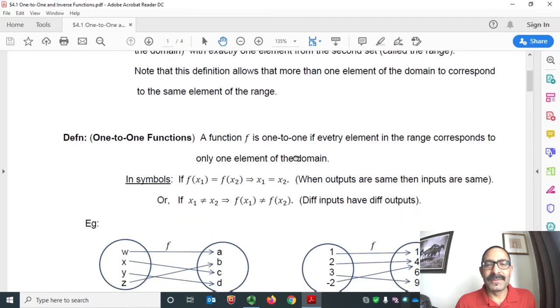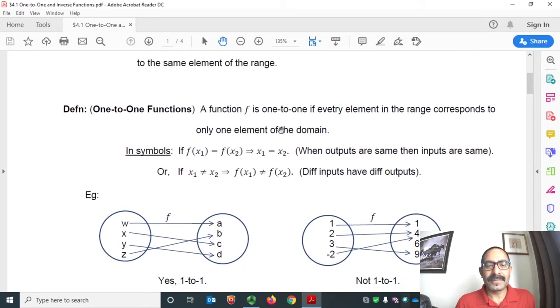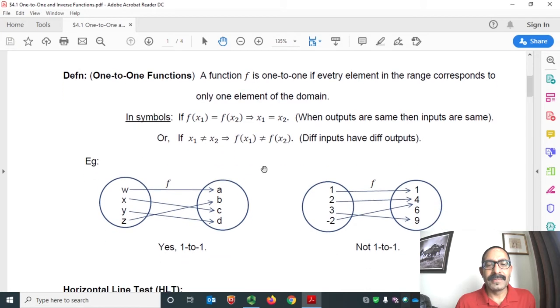Next, definition for one-to-one function. A function f is 1 to 1 if every element in the range corresponds to only one element of the domain. In symbols, if you have the same outputs, then we have the same input. Or if you have different inputs, then this gives different outputs.